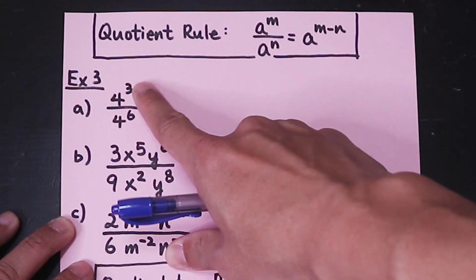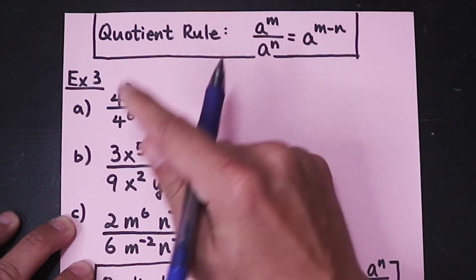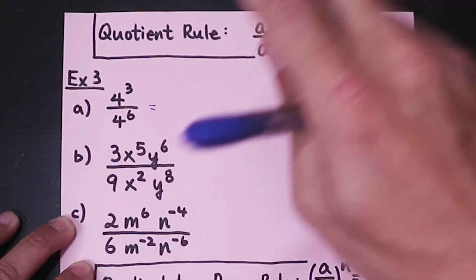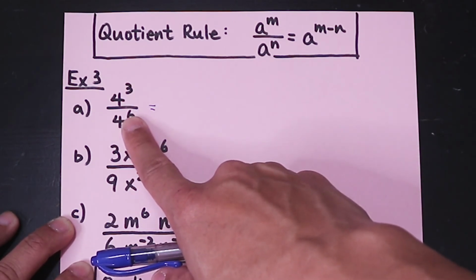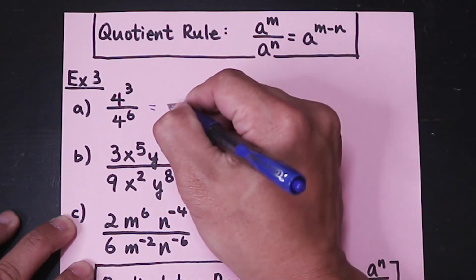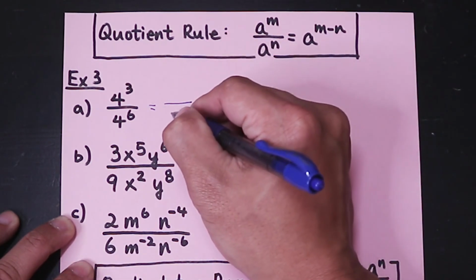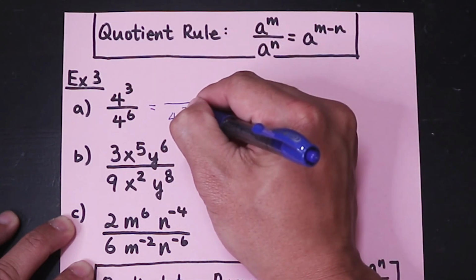You have 4 to the 3rd over 4 to the 6th. So what you're going to do is 6 minus 3. Now, 3 minus 6, it's easy to do 6 minus 3, which is 3, and then you put it wherever the larger exponent is. So 6 is larger and is at the bottom. So you're going to put your answer at the bottom of the fraction, which is the denominator. So you're going to put 4, and then 6 minus 3 is 3, so 4 to the 3rd.